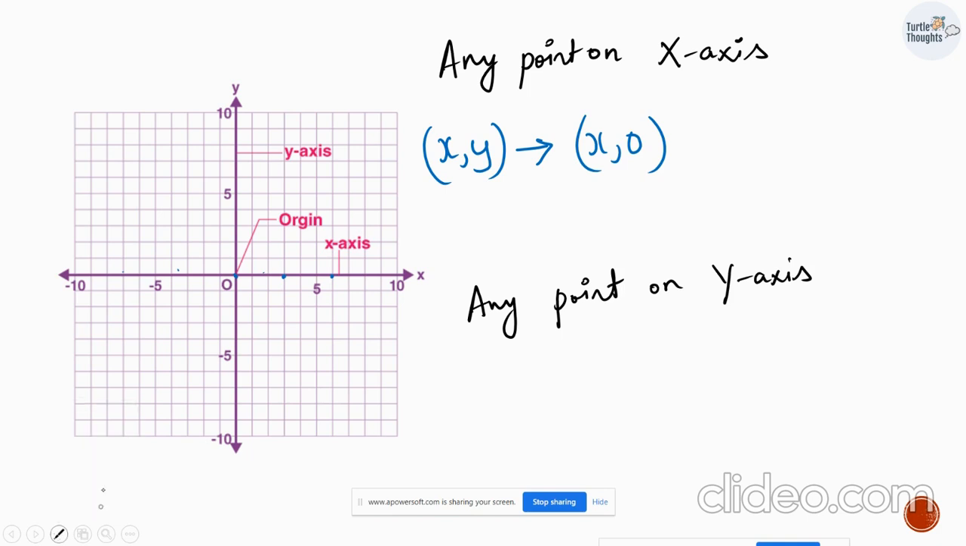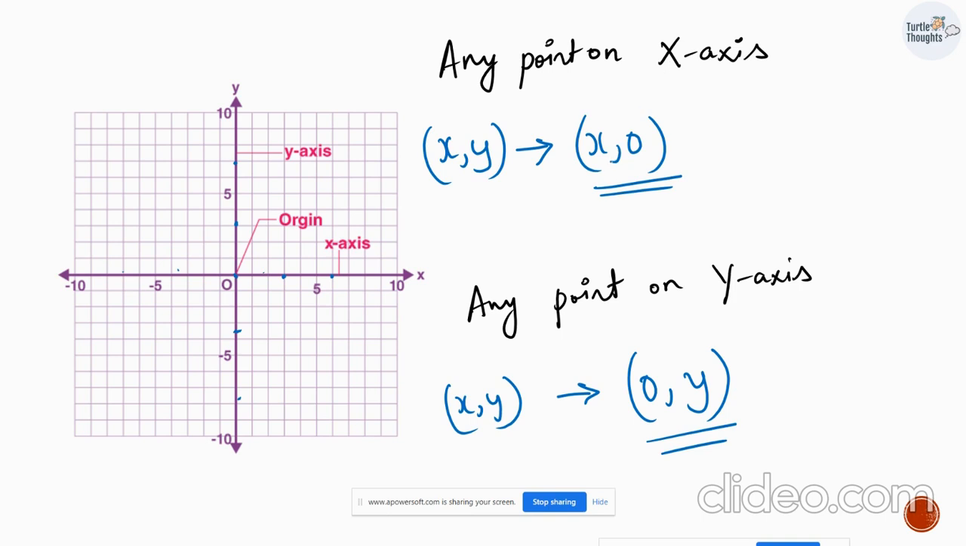Yes. So usually Cartesian coordinates are represented by x comma y. Any point on the y-axis you can take here, here, here, anywhere. What do you observe? You observe that the value of x is 0. So it will be 0 comma y. This is very important. Any point on the x-axis is x comma 0. Any point on the y-axis is 0 comma y.